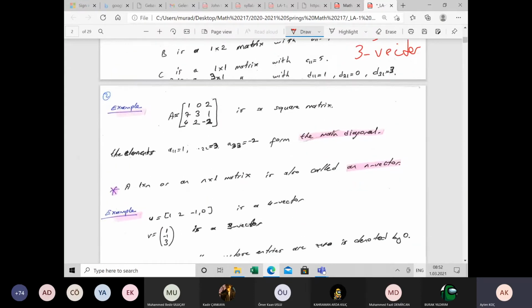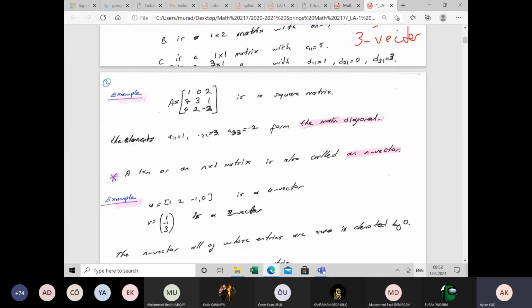For example, the next one, look at A. A is a square matrix. It's okay, because its dimension is 3 by 3, it contains 3 rows and 3 columns, a square matrix. And what's the diagonal? This one is called the main diagonal. Let's write only the main diagonal entries: 1, 3, minus 2. These form the main diagonal of matrix A.